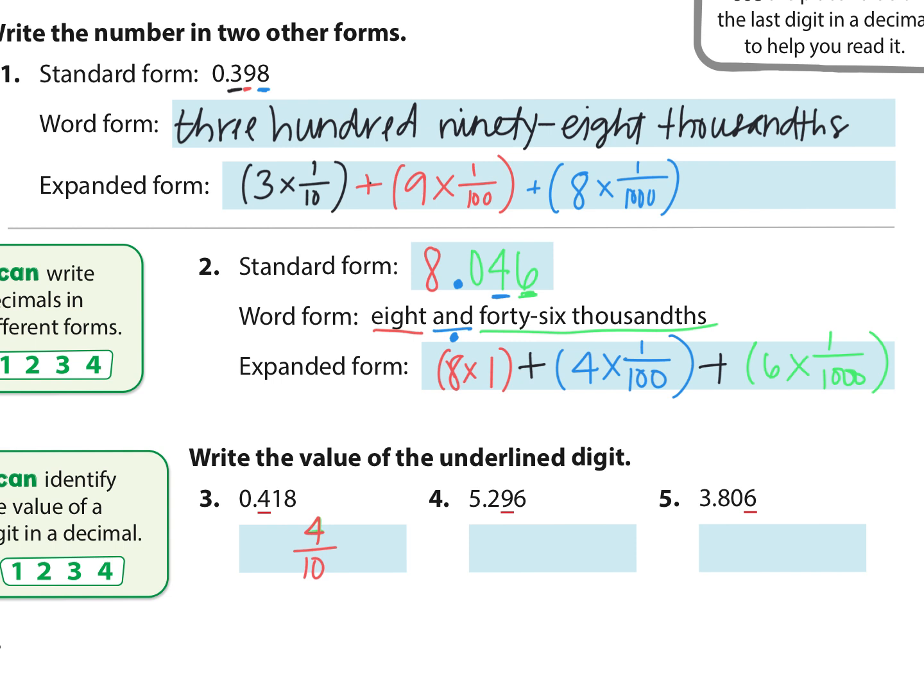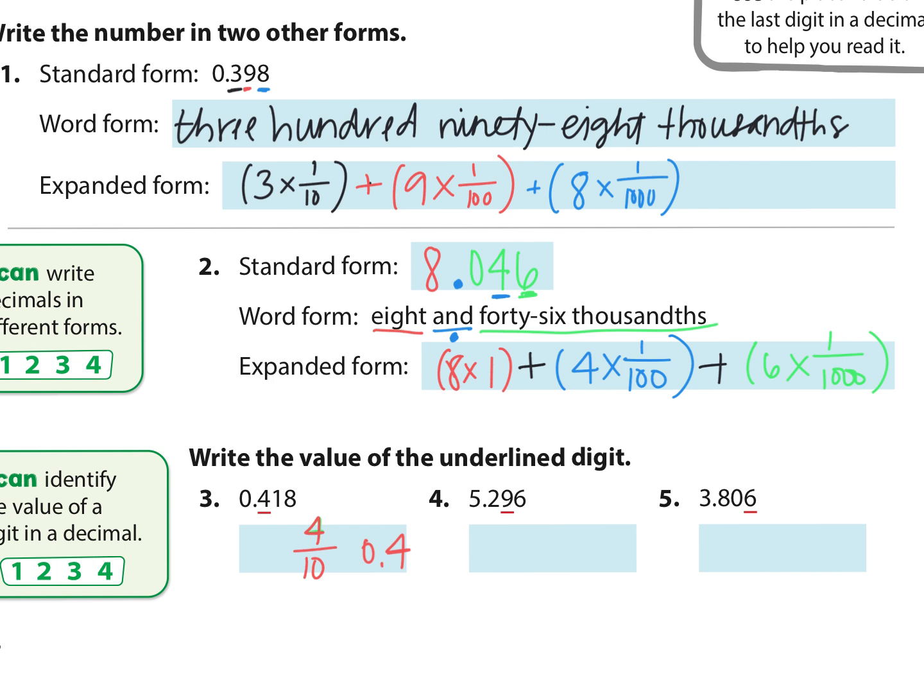Could I write that as a decimal also? Could I write it like this? Yeah, they're the same. It doesn't tell me how to write it. It just says what's the value. That fraction, that decimal, they're both the same value.